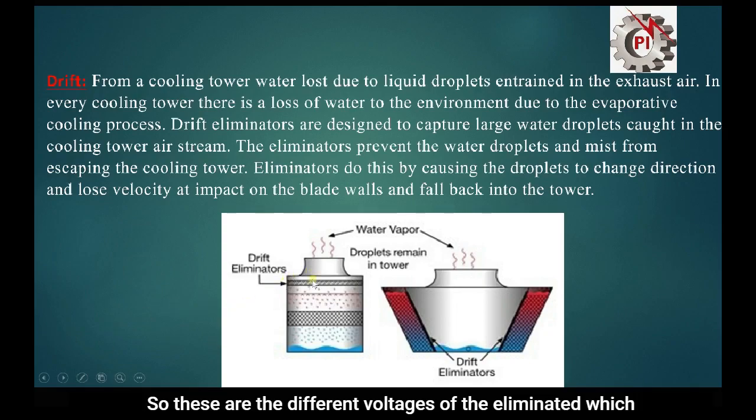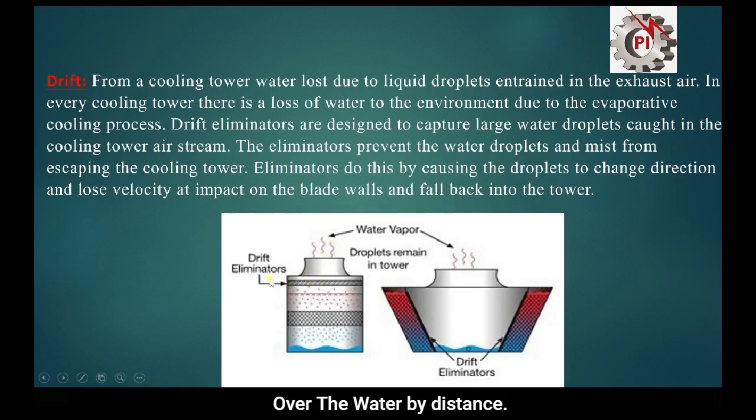So these are the drift losses. These are the eliminators which reduce the drift losses, where some mist or water particles go out with the air. So there is a loss of water by drift also.